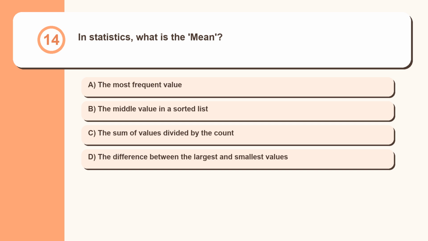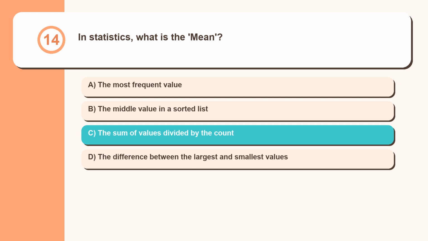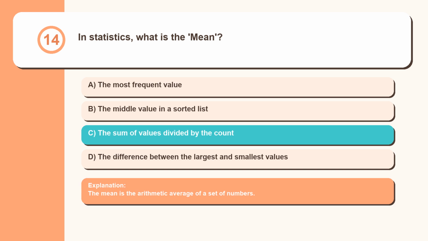Question 14. In statistics, what is the mean? The most frequent value, the middle value in a sorted list, the sum of values divided by the count, the difference between the largest and smallest values. The mean is the arithmetic average of a set of numbers.